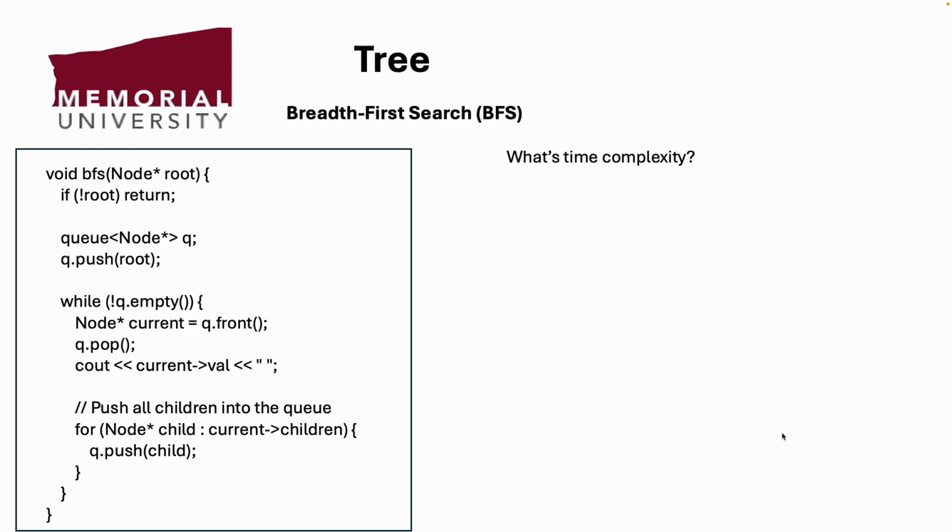Okay, now let's discuss the time complexity of breadth first search. Here we discuss it in the tree. As we can see in the code, each node has to be visited exactly once on the tree. So the time complexity will be big O of n. The reason, as we just said, is that each node is visited exactly once.